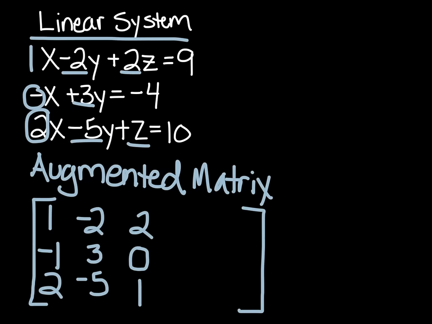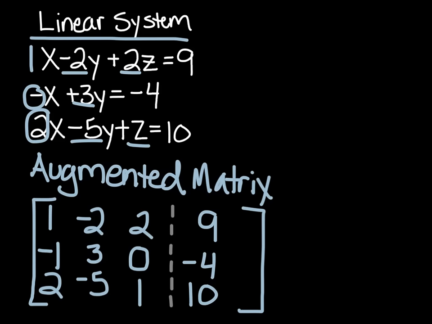And then, when you're writing it down on paper, it's a lot easier if you put this visual dotted line in there. It's not required, but it helps. And then our fourth column will be the answers, 9, negative 4, and 10. So you see, we're just writing what we wrote in the linear system. We just aren't putting the variables. We're just putting the coefficients.